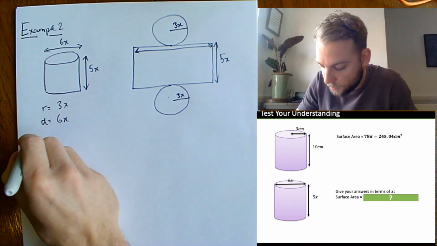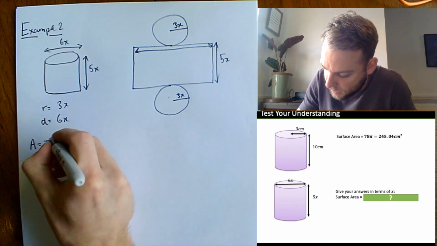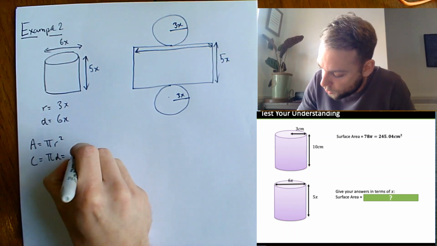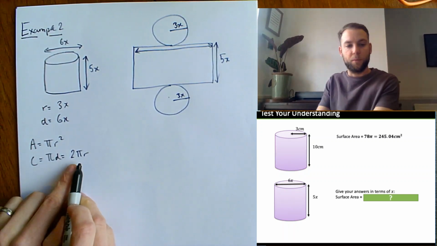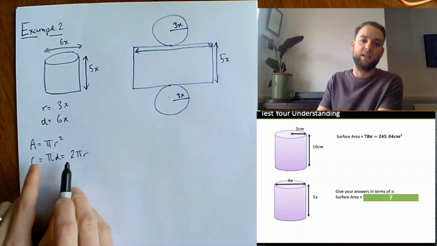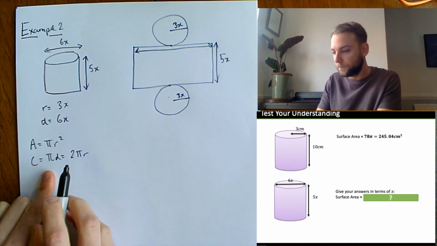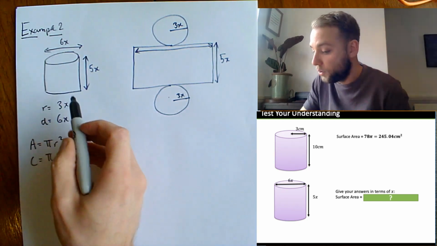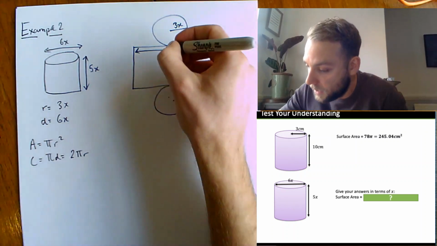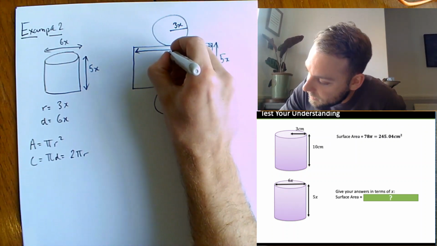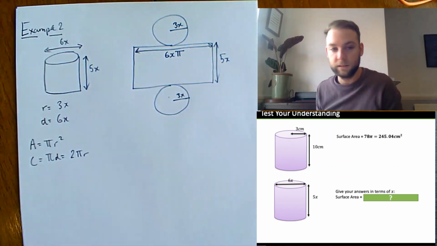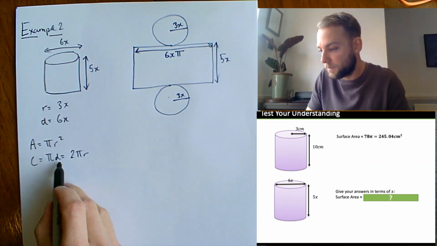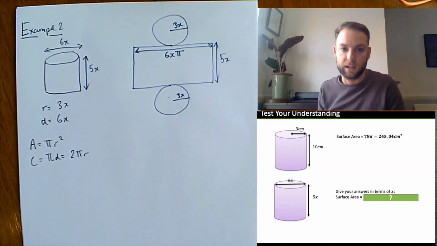And we know that the formula, area is equal to pi r squared. Circumference is equal to pi times d, or 2 pi r. Worth noting that this formula comes from the fact that the diameter is twice as long as the radius. So this one here, pi times by d, which is 6x. We could do 2 times by this, which is 6x anyway. So it's going to be 6x pi. That's the length of this here, because it's the same as the circumference.